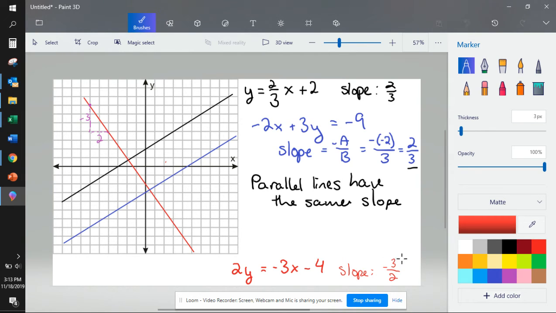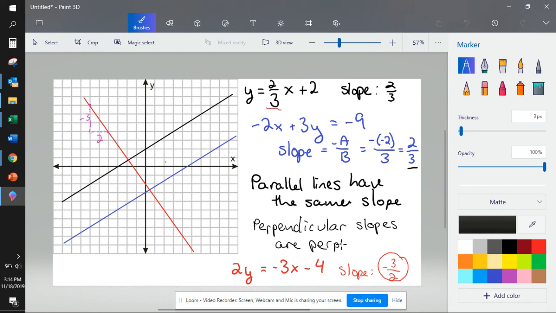So let's take a look. This one is negative 3/2, and our black line is positive 2 over 3. So the signs are different, so we can check that off. And the fractions are flipped upside down. That means that they're going to be perpendicular.